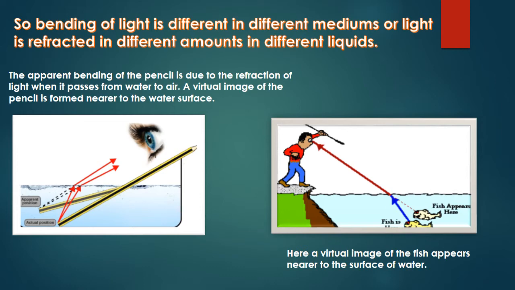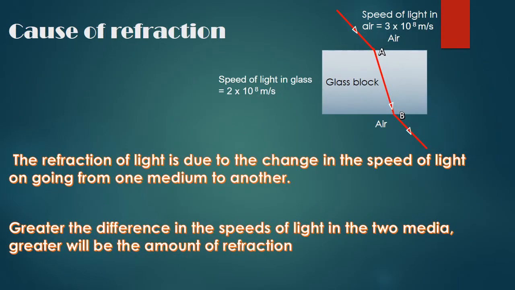Now let us understand the cause of refraction. Why does bending take place differently in different mediums? Children, the speed of light is different in different media. Look at the figure. The speed of light in air is 3 × 10^8 meter per second, whereas that in glass is 2 × 10^8 meter per second. So it is clear from the values that the speed of light is more in air but less in glass. Or in other words, light travels faster in air but slower in glass.